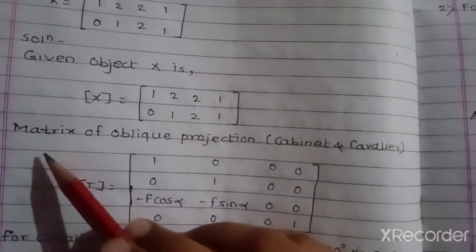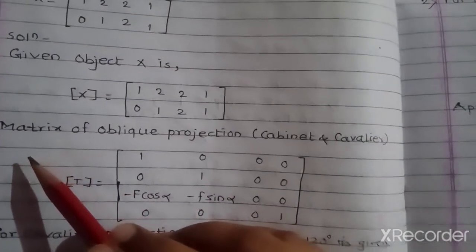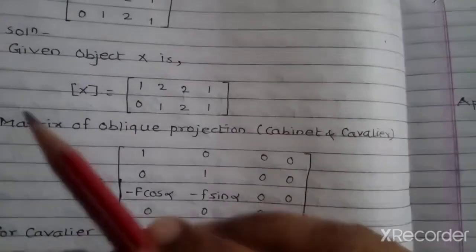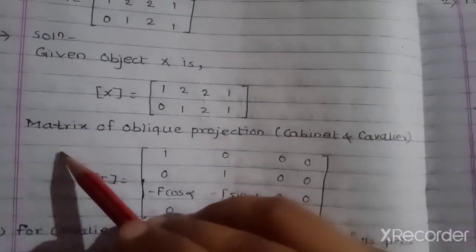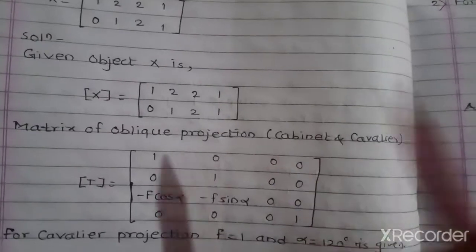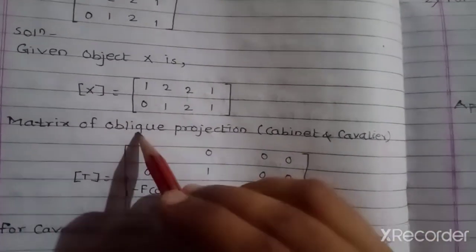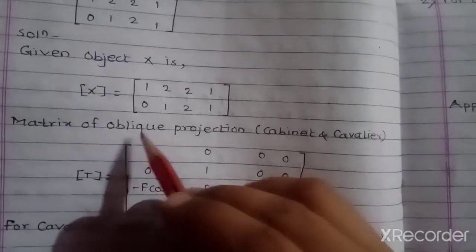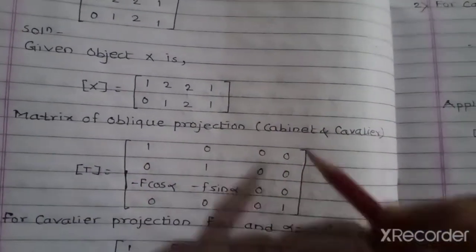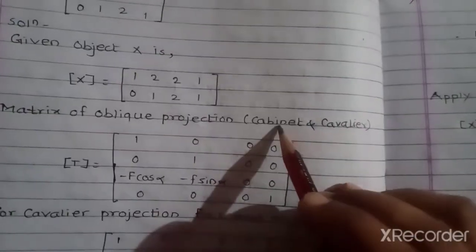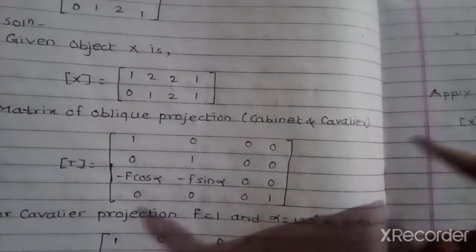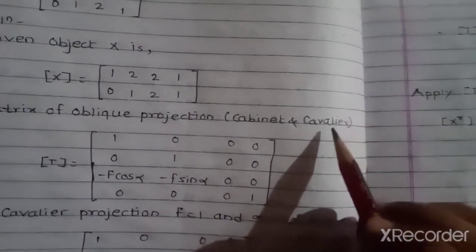Next, first of all we write down the standard matrix that we use for the oblique projection. So now we write down the matrix of oblique projection. We know that the cabinet and the Cavalier are both types of oblique projection, and one standard matrix is used for the cabinet and the Cavalier also. There is only a change in the value of f.